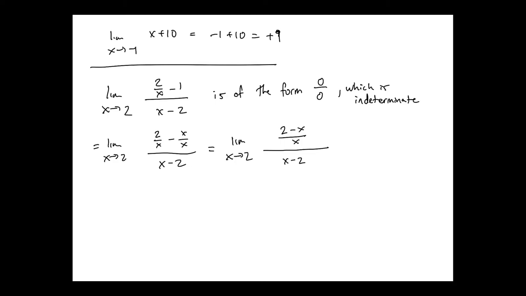Now let's rewrite it and not be silly about how we do so. Okay, so what is it? Let me rewrite it as the limit as x goes to 2 of (2 minus x) over x times 1 over (x minus 2). Isn't that the same thing? If I'm dividing by something, in this case x minus 2, it is the same as multiplying by its reciprocal.